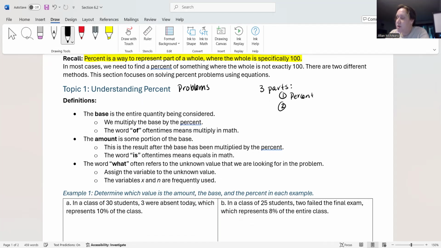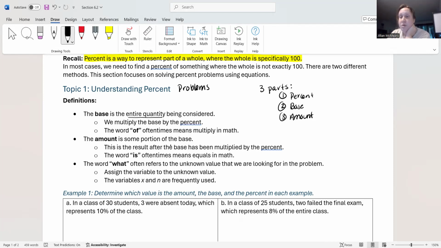The other two parts are kind of new to us, and they're sort of easy to confuse. So you really need to have a strong understanding of these next two parts, okay? So we have the base, and then we have what's called the amount. So let's talk about the base and the amount, okay? So under definitions, we have that the base is the entire quantity being considered. So whatever the scenario is, let's say we're talking about cars on a car lot, okay? All of the cars on the car lot is the entire quantity being considered. That would be the base.